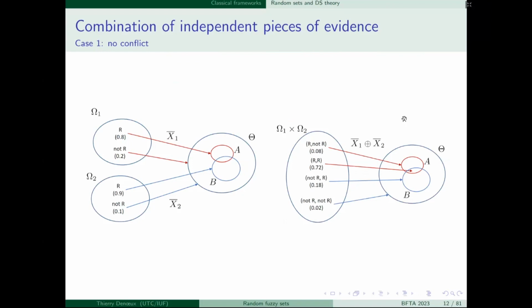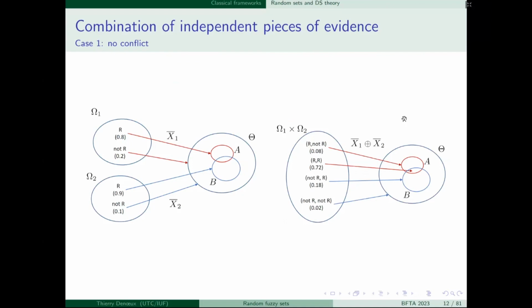Here we have two random sets. I take the example of two sensors. Both can be reliable or not, for example. And we have seen that already. If both sensors are reliable, sensor 1 tells us that X belongs to A, sensor 2 tells us that X belongs to B. So if they are both reliable, we know that X belongs to the intersection. And what is the probability that they are both reliable? It is a product of probabilities because we assume independence. So here we have the product space. It has 4 elements, and each of the two sensors can be reliable or not. So there are 4 possibilities.